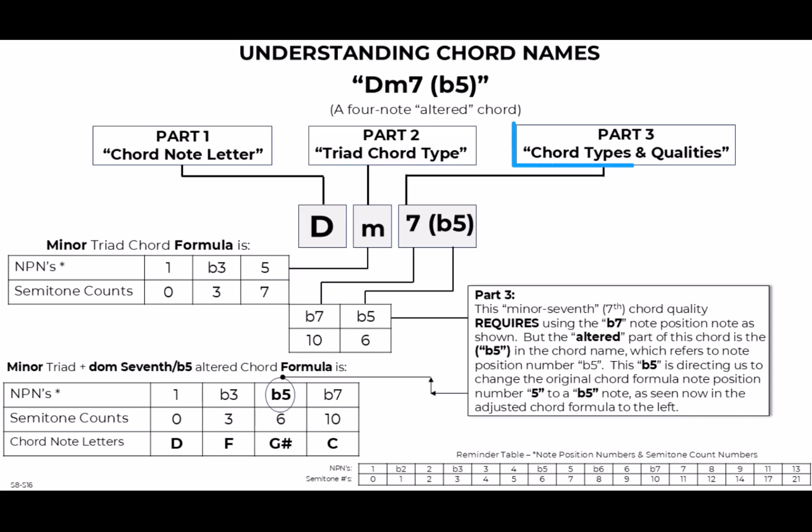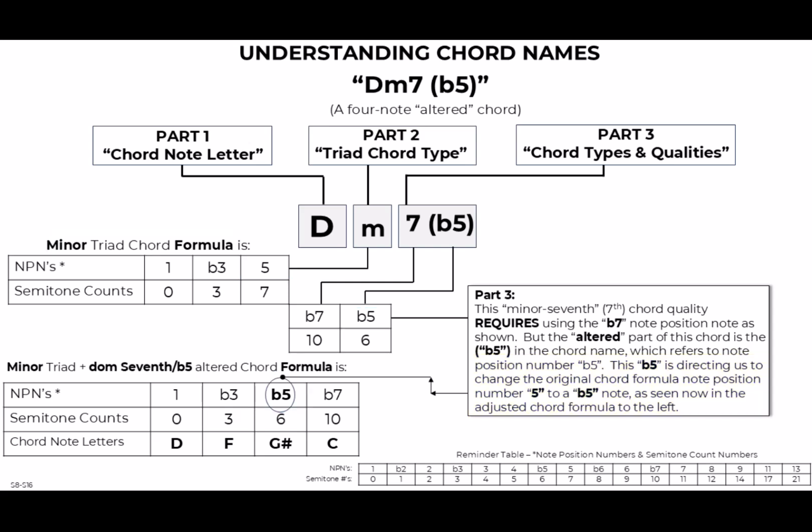For part 3, the number 7 identifies this to be a dominant 7th chord quality, thus requiring the flat 7 note as usual. But it is the flat 5 notation that is directing us to alter the original minor triad chord formula number 5 note position number to a flat 5 note position number, as seen in the adjusted chord formula.